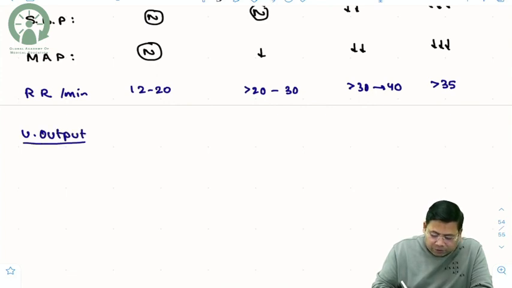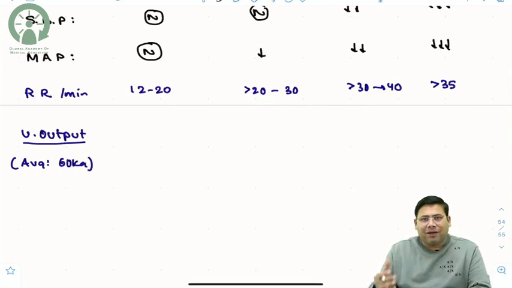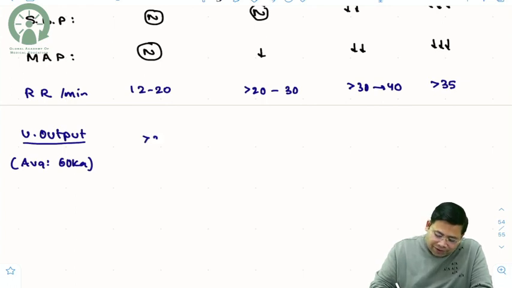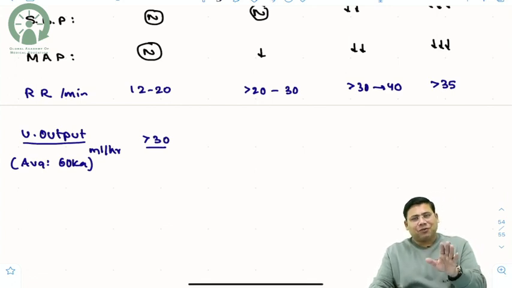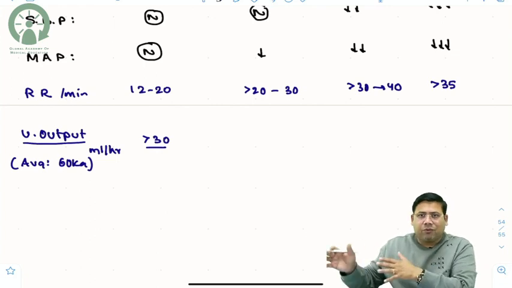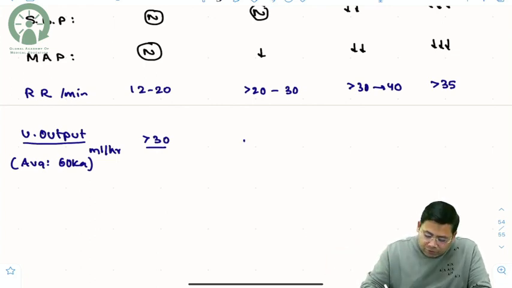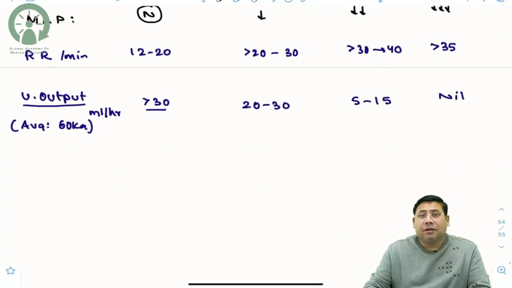So urine output, taking an average for a 60 kg individual with an average rate of 0.5 ml per kg per hour, more than 30 ml per hour is justified. So if it is 80 kg, it should be 40 ml per hour. This is how things are. In the same proportion, you have to grade it. So 20 to 30 ml is grade 2, 5 to 15 ml is grade 3, and nil is grade 4.